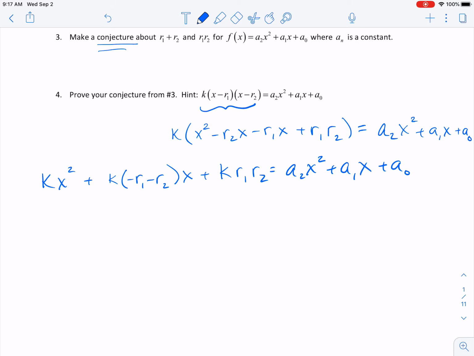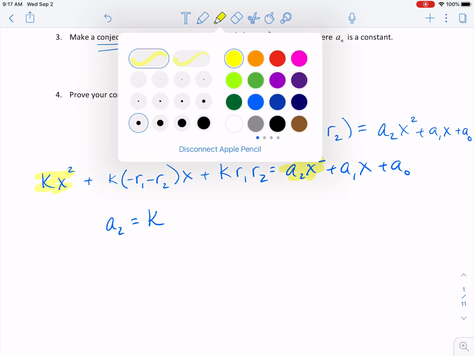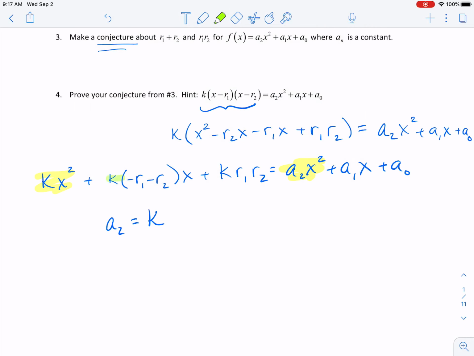So what we find here is that our a2 value is exactly equal to k. I took the x squared term and set it equal to the x squared term, so that means our a2 is equal to k. And then I can look at the x term: what's that equal to?